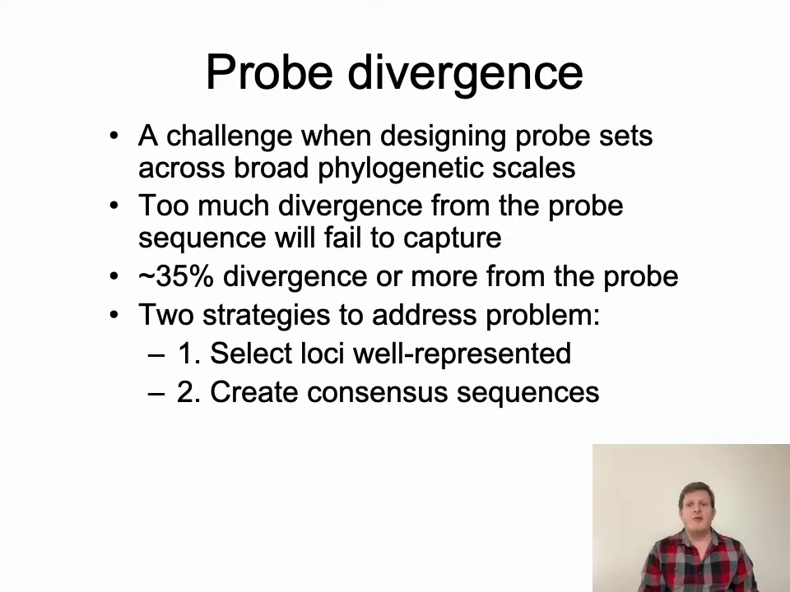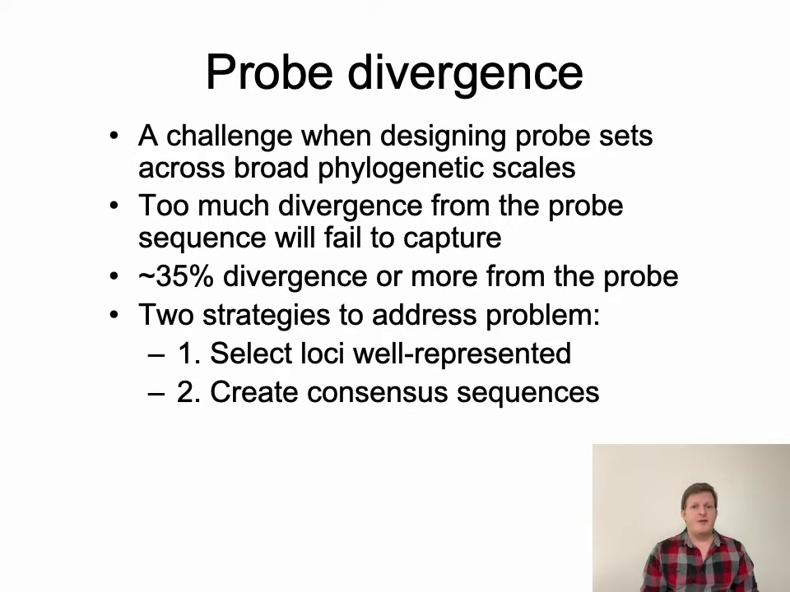An important challenge with designing probe sets is the sample divergence from the probe sequence. This is especially true on large phylogenetic scales. Generally, greater than 35% divergence in the sequence is enough to not capture that marker. And in this study, I used two main strategies to address this problem.